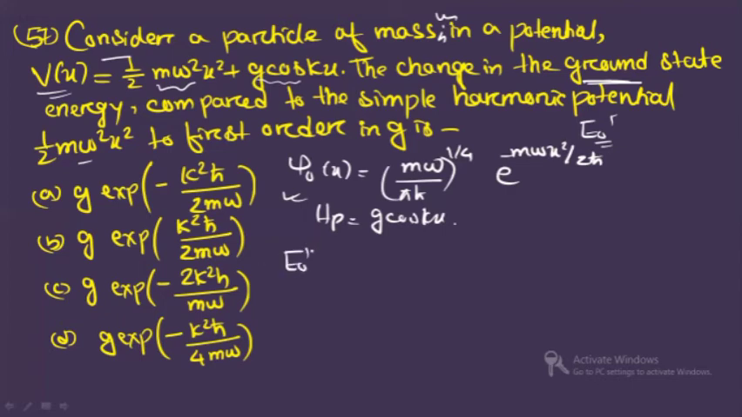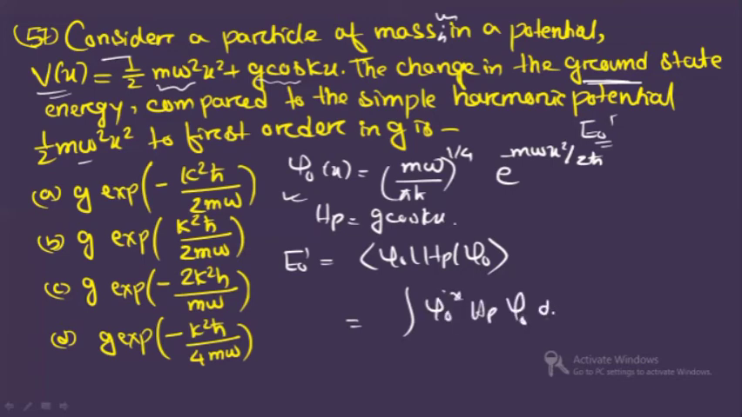And you have to find the first order correction to the ground state. So it is equal to psi naught Hp psi naught, right? This is what we are having. So now we will find the value of this. You can write it as integral of psi naught star Hp psi naught dx. Clear? And the integration limit is minus infinity to plus infinity in case of harmonic potential. So you can write E01, it is equal to what?